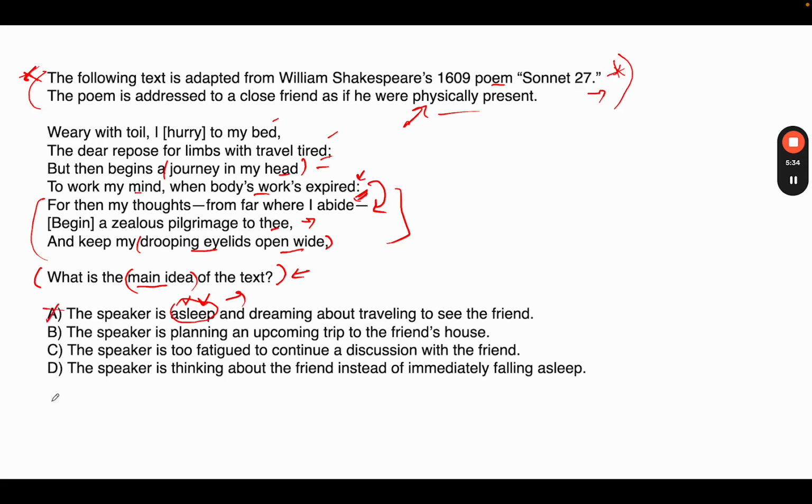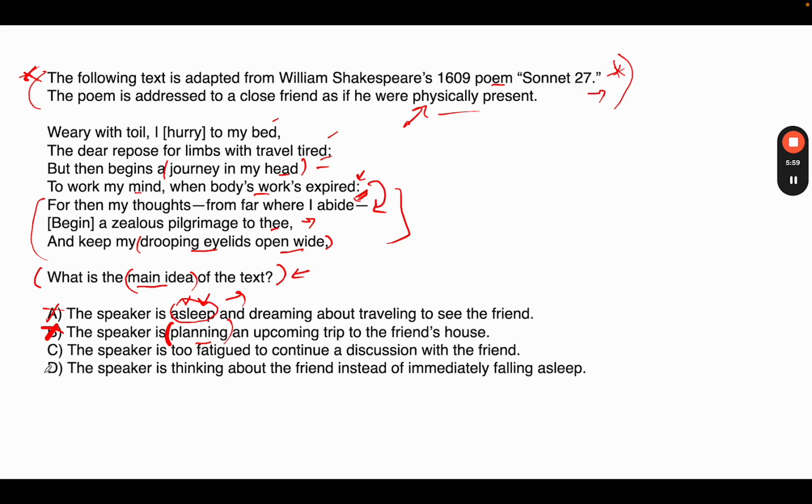A is out. B: The speaker is planning an upcoming trip to the friend's house. Is he planning an upcoming trip, or is he just thinking about this person? He's just thinking about the person, right? There's no such plan that's been mentioned in this particular poem. So I'm going to eliminate B as well. There's no such planning of an upcoming trip going on over here.